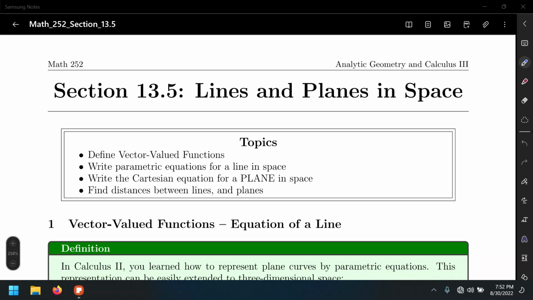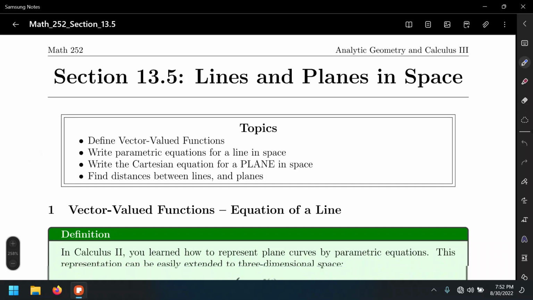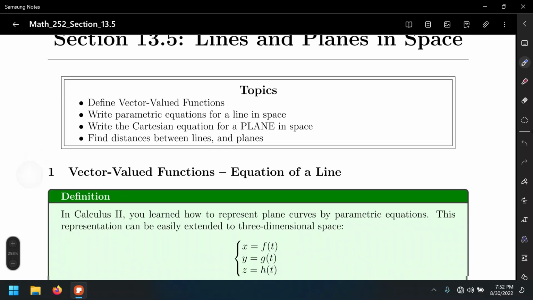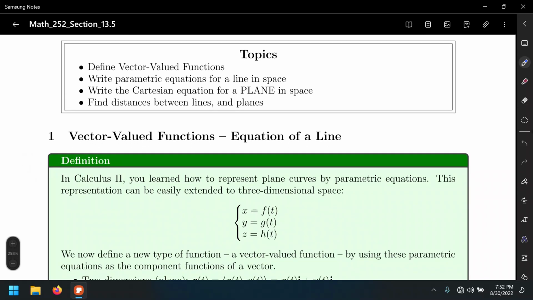Alright, so next section, section 13.5. Lines and planes in space. As an analogy, it's like the first time you learned rise over run and then the equation of the line, that first exposure to analytic geometry. So this is like the continuation, the first steps into analytic geometry, but in 3 dimensions.